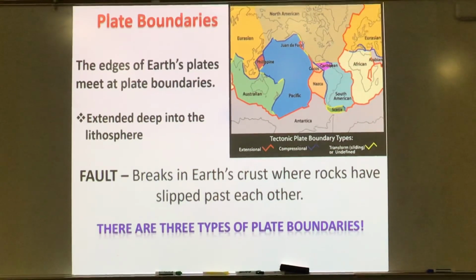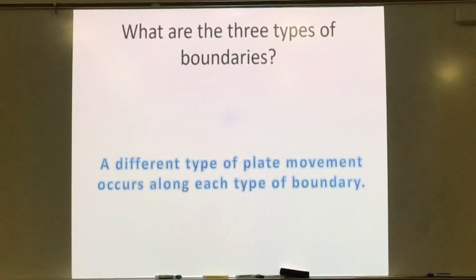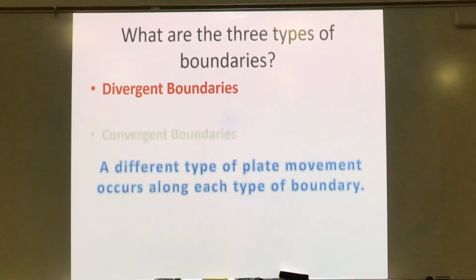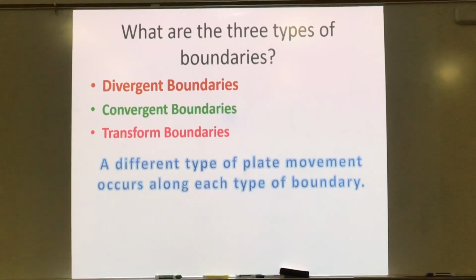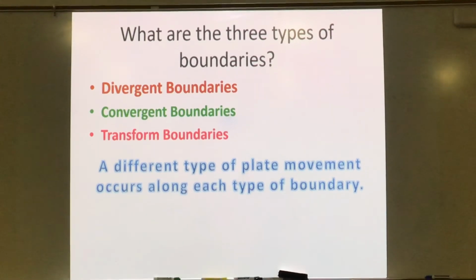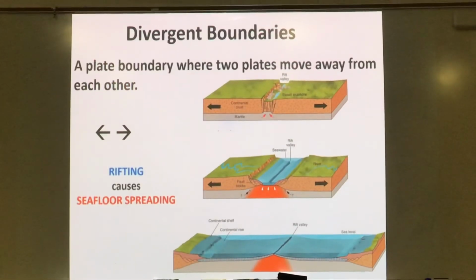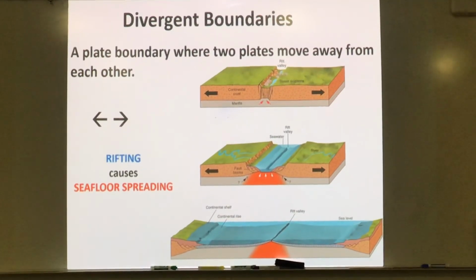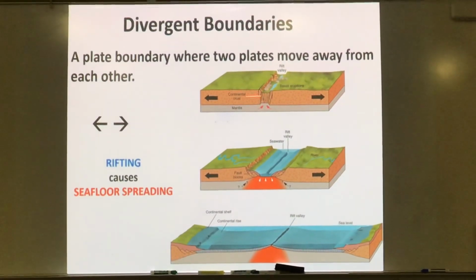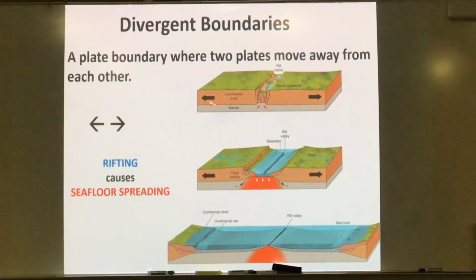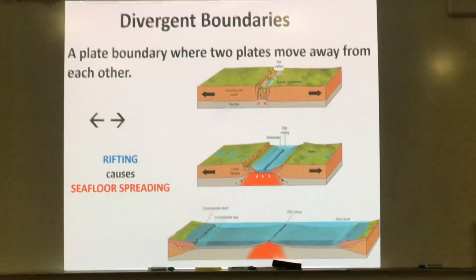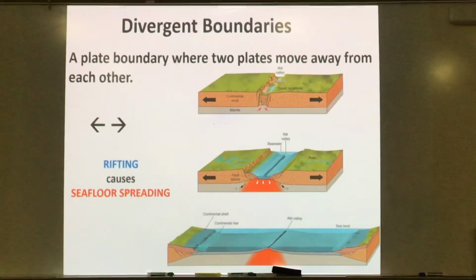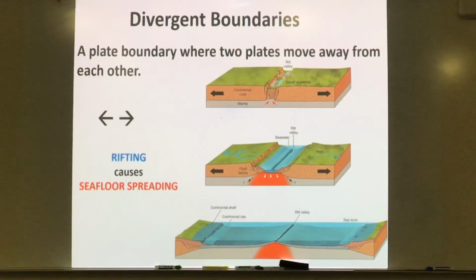We already said that, but what happens at the different types of plate boundaries? At a divergent plate boundary, you get plates moving apart from each other. They're divided. I'm just going to finish. Actually, I'll stop right there.